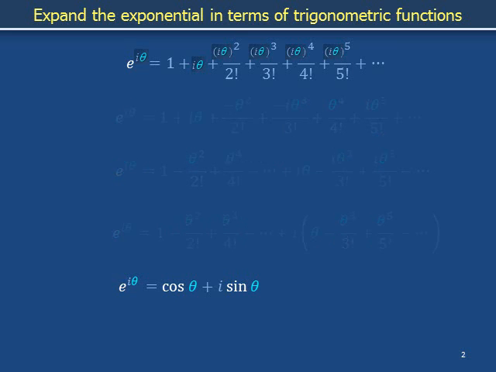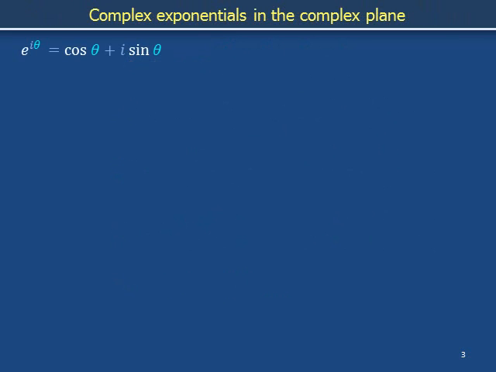Euler's formula says that e to the i theta equals cosine theta plus i sine theta. Unlike the exponential of a real number, the exponential of an imaginary number has both real and imaginary parts. e to the i theta is called a complex exponential.